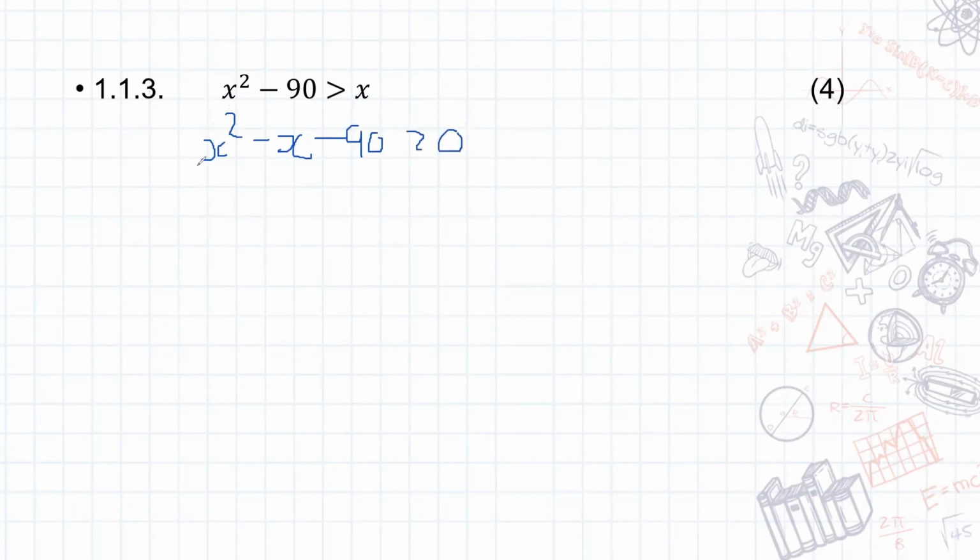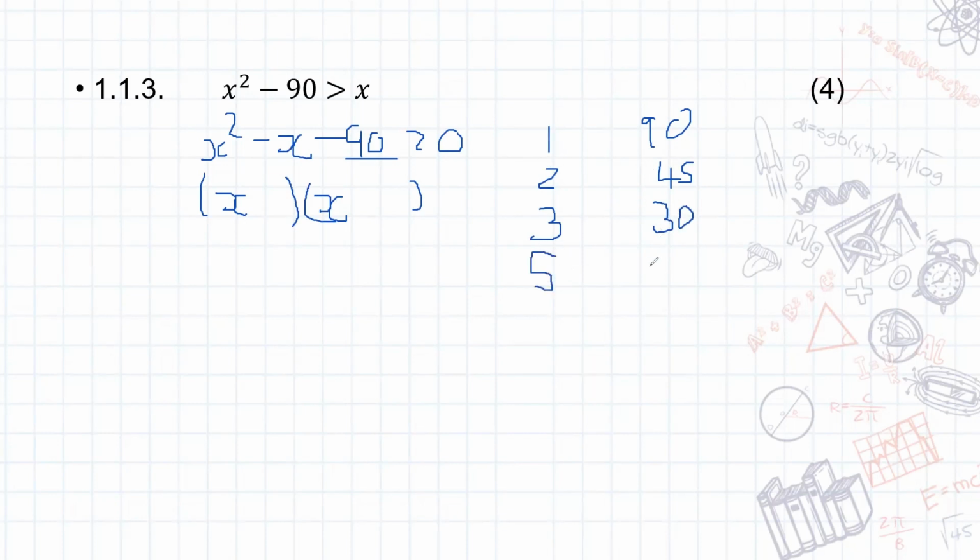And here we can see that this is a trinomial. So we're just going to factorize it quickly. And we're going to have x and x. And we can see factors of 90. And we could write them down: 1 and 90, 2 and 45, 3 and 30. Does 4 go into 90? No. 5 goes into 90.